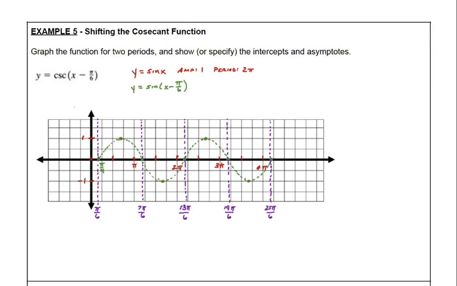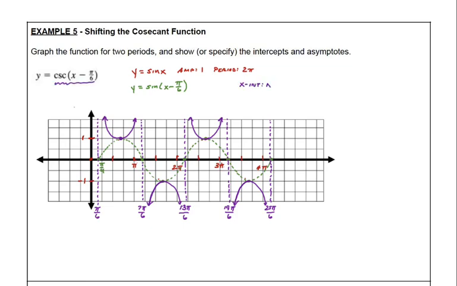They're a pi apart. So then I draw my cosecant function just by using the minimums and maximums of my shifted sine function. And that purple graph that I have there, along with those purple vertical asymptotes, is the graph that I was asked to draw. So I took a sine function and shifted it, and then from that drew my cosecant function.